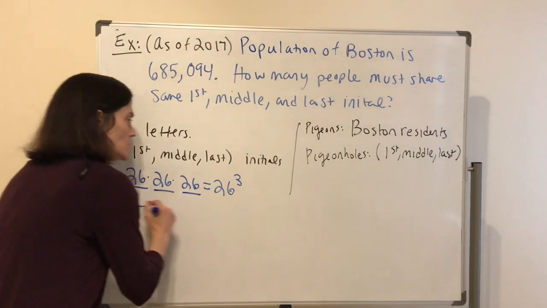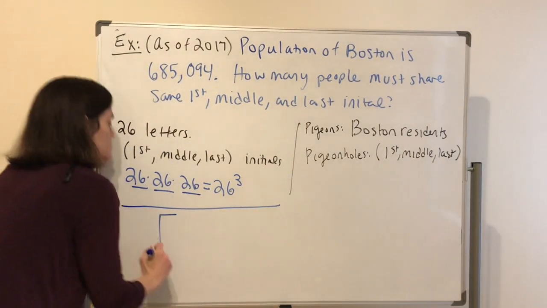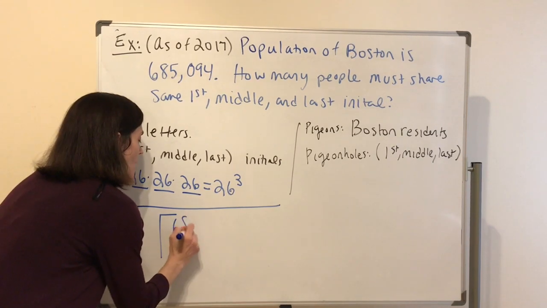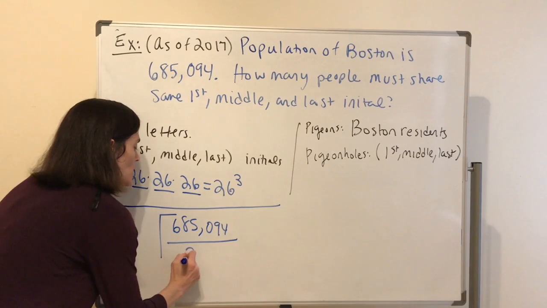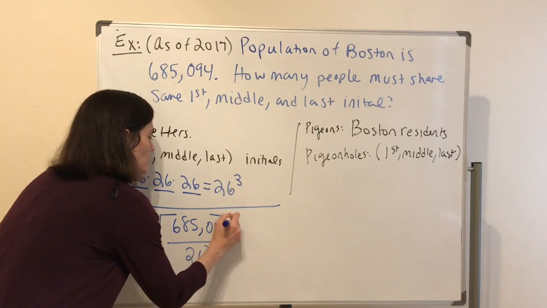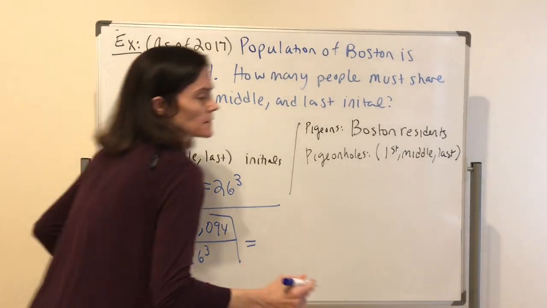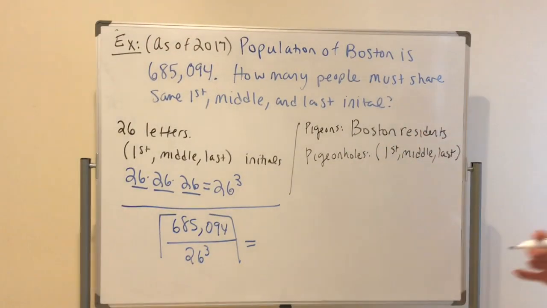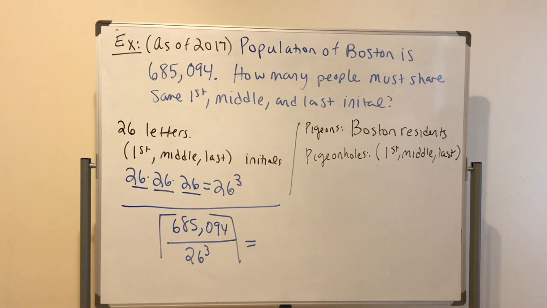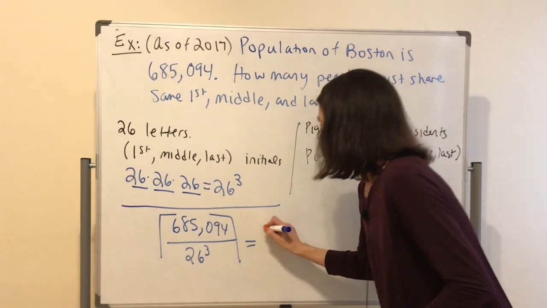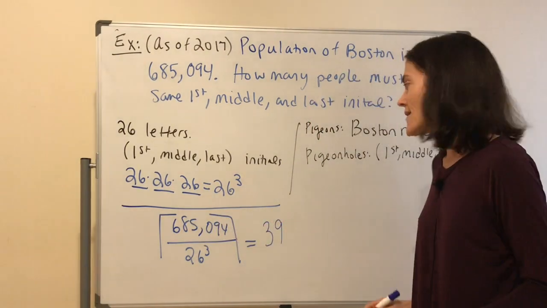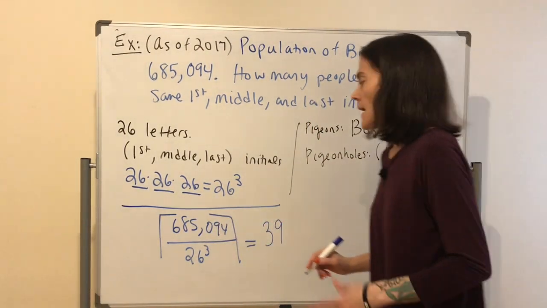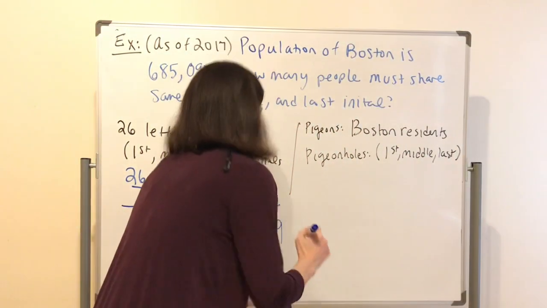And so to use this, we would take the ceiling of 685,094 divided by 26 cubed. I have to look because I don't have my calculator. This is 39. In my calculator I got 38.9 something or other. Now this is 39, and so this is the answer. 39.